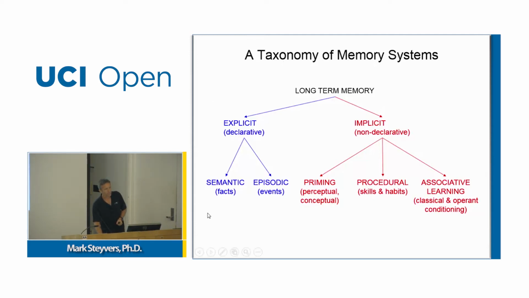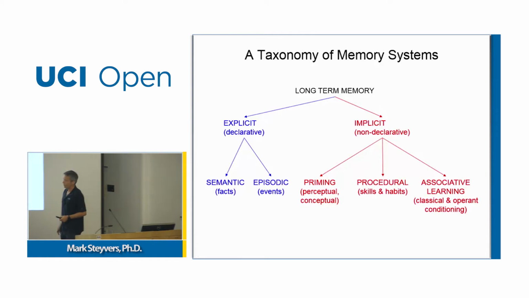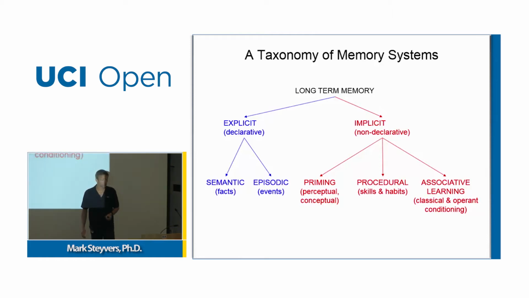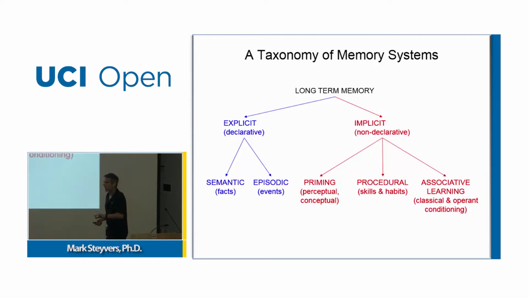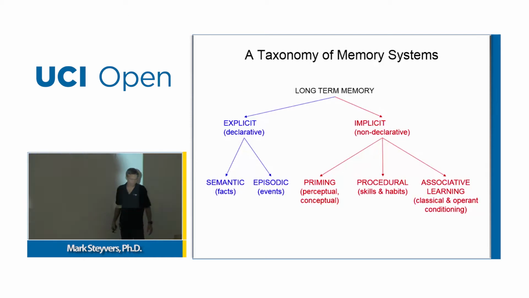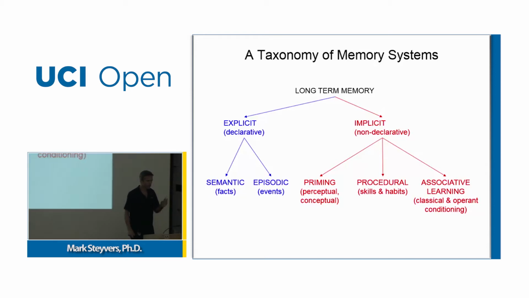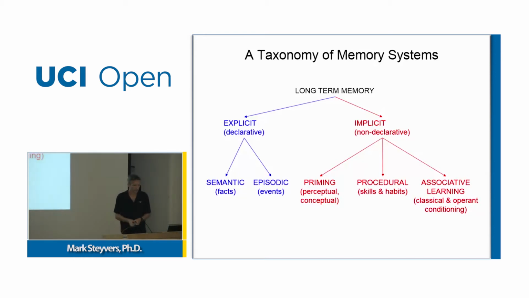So within explicit memory, you can make a distinction between semantic memory and episodic memory. Semantic memory is your memory for facts, general knowledge, and episodic memory is your memory for specific events related to some particular time, related to some particular place or context. We'll talk about these distinctions on the next couple of slides.